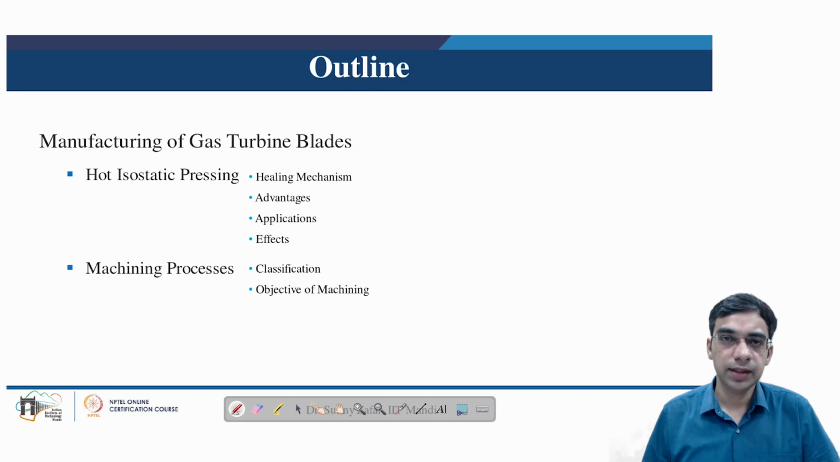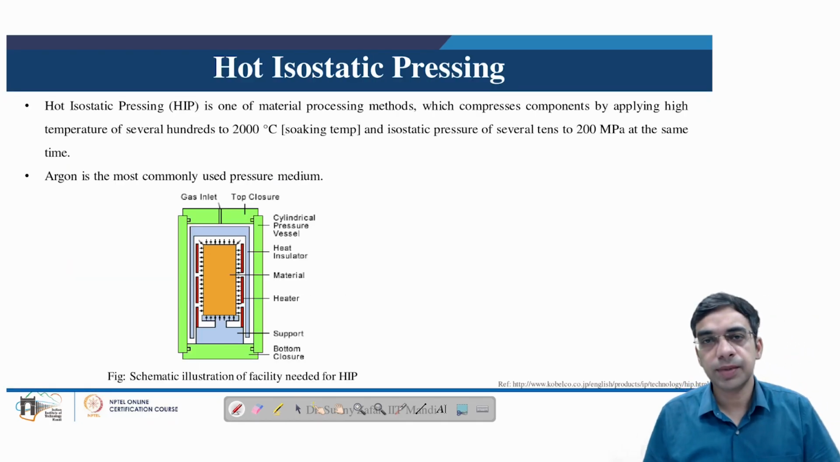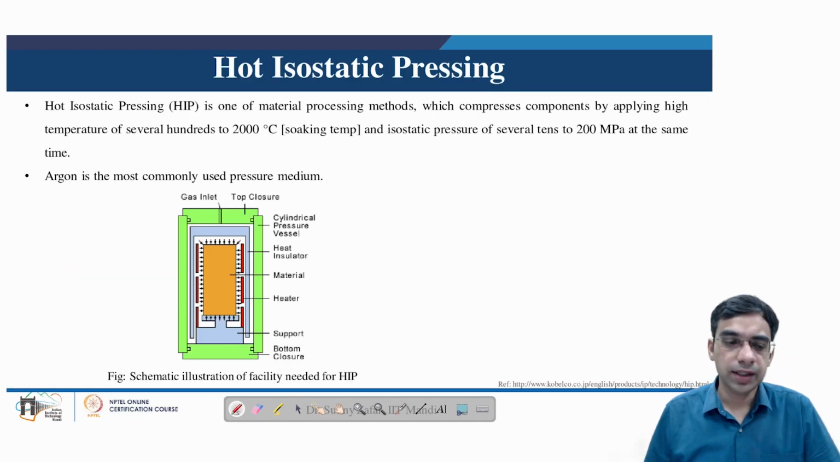Next, we will look at the requirement of machining processes, classification of machining processes and objective of machining in gas turbine blades. So we start with the hot isostatic pressing. So hot isostatic pressing, it is one of the material processing methods where we compress the components by applying high pressure and temperature from all the sides at the same time.